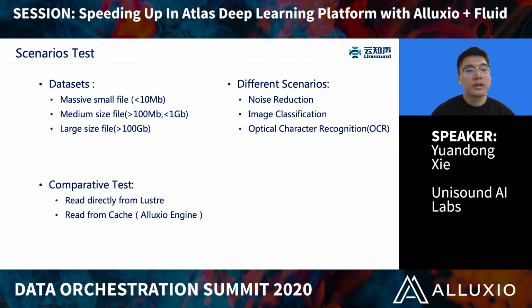In the next few slides, I would like to share some tests in different deep learning scenarios. We tested three types: massive small files with a noise reduction application, medium-sized files with an image classification application, and large-sized files with an optical character recognition application. We will make comparative experiments between reading directly from Lustre and reading from the Alluxio cache.